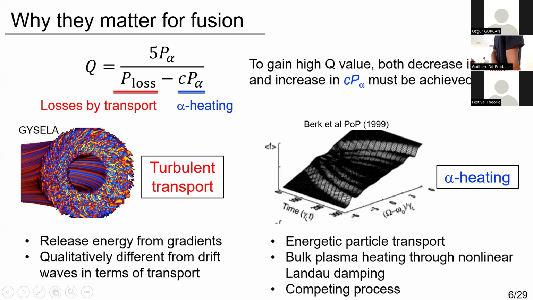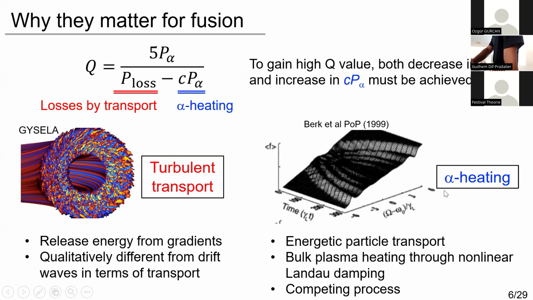The phase space turbulence or phase space structure can release energy from the real space gradient, as in the case of drift wave turbulence, which drives transport as well, but this transport is qualitatively different from drift wave. So this can be a clue to resolve the unresolved turbulence questions in fusion devices.